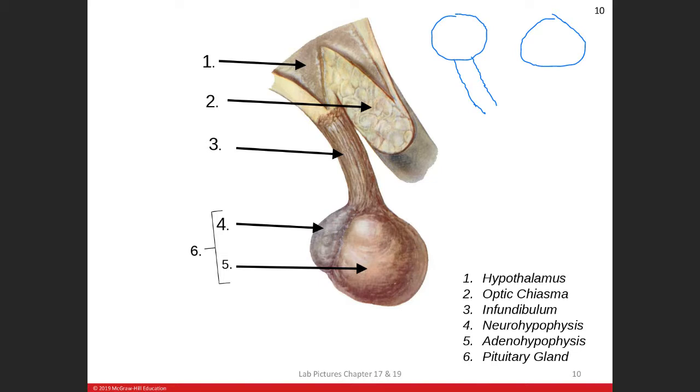What cranial nerve number is the optic nerve? You thought you could get away and not remember that stuff? Anybody know?